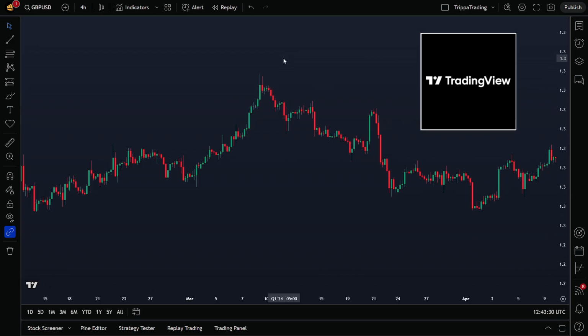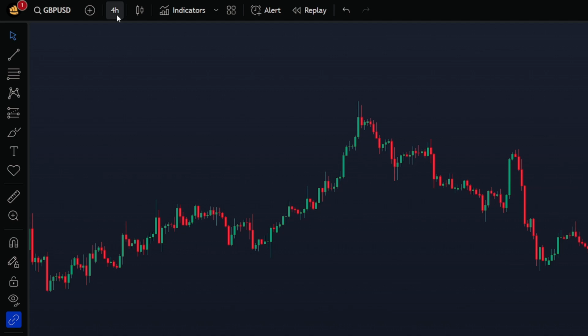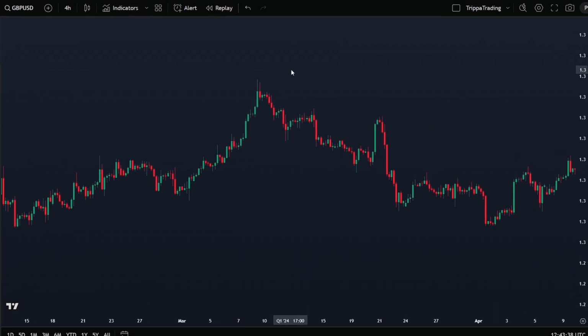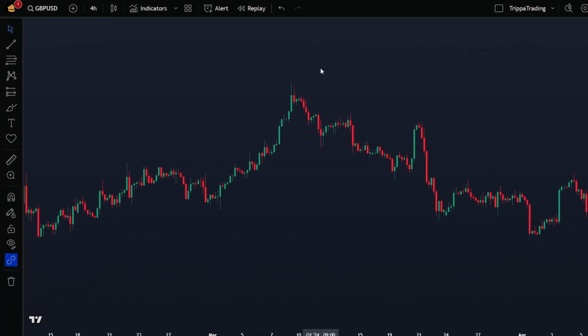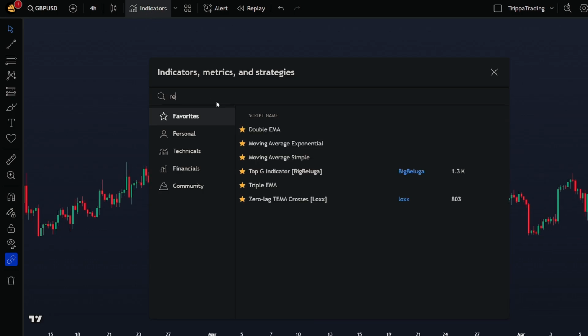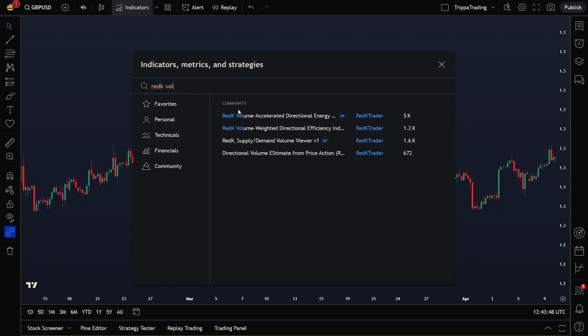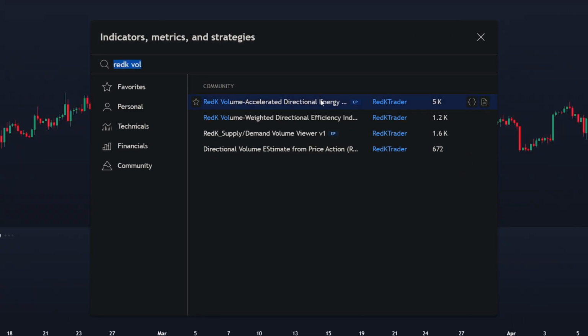So I'm in TradingView, and I will be using the 4-hour time frame of GBP USD to explain the indicator and a trading strategy later in the video. Now, to add this indicator to your chart, you want to go to TradingView and click on Indicators. Then search for Red K Volume Accelerated Directional Energy. After that, select this one created by Red K Trader.